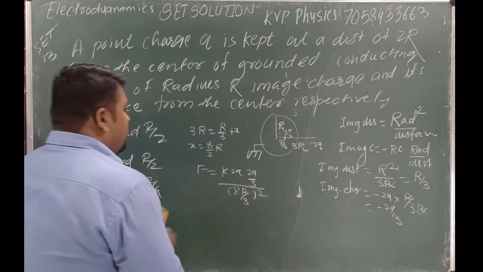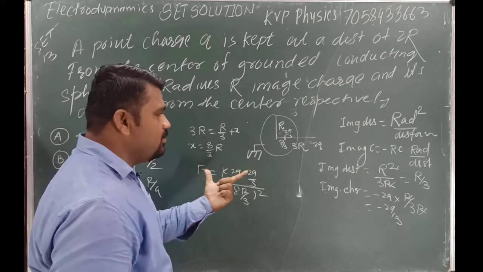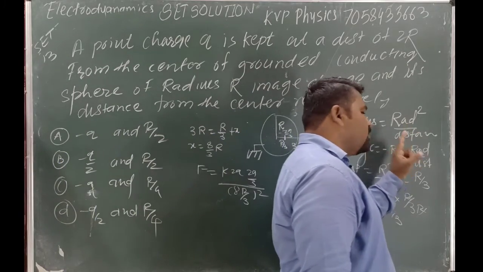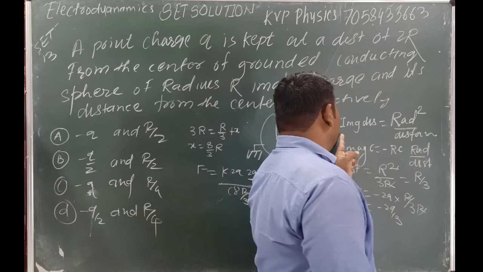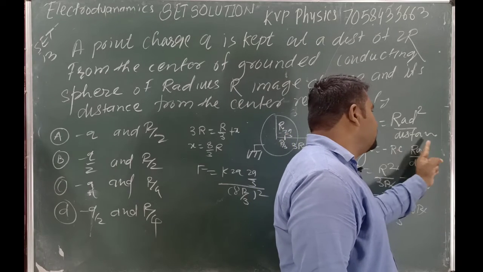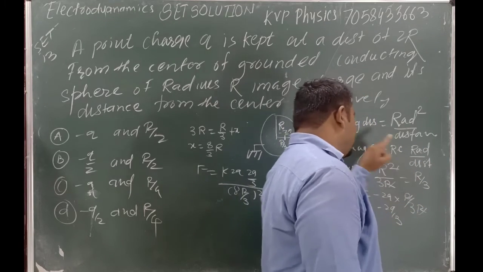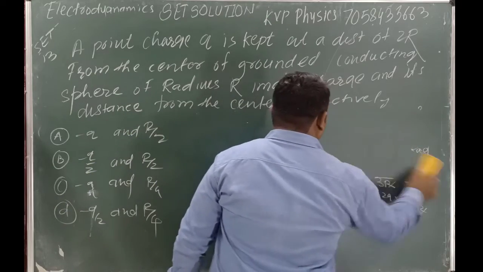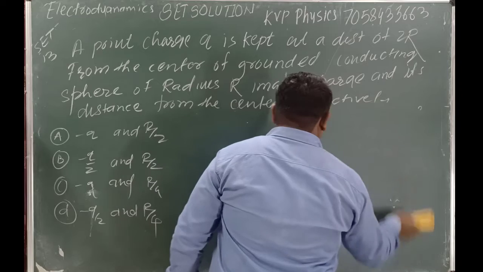Okay. Next. Now come to the point. Any problem here? No. Image distance is equal to radius square upon distance. Always fit in brain. And image charge is equal to minus real charge into radius upon distance. Take the value of given problem and get the answer. Okay, next.